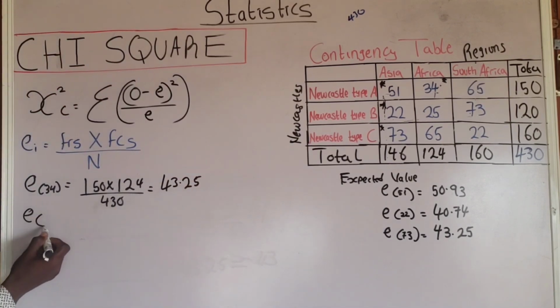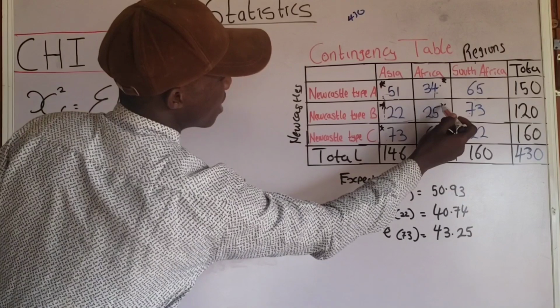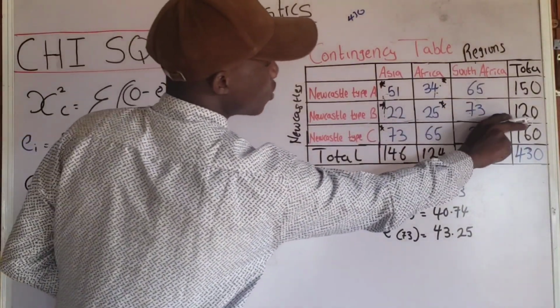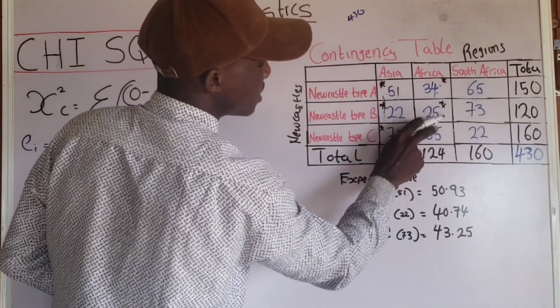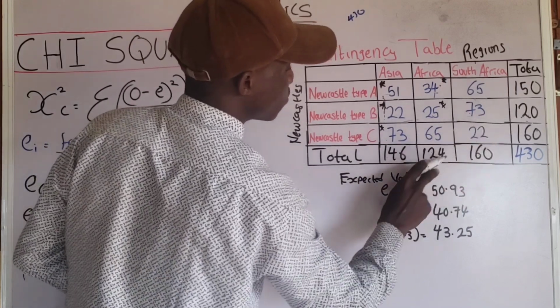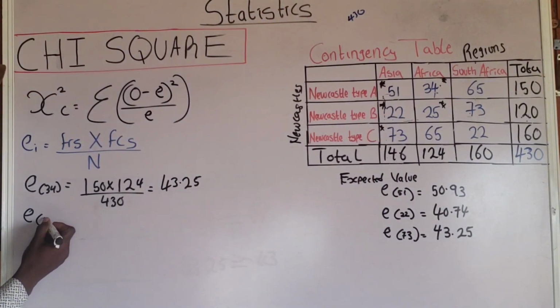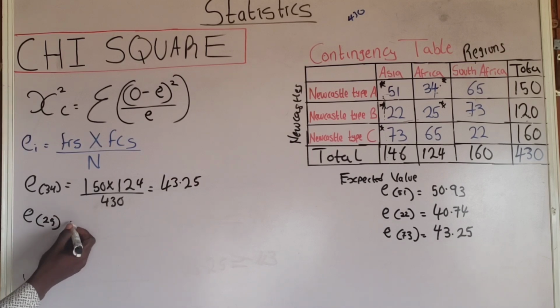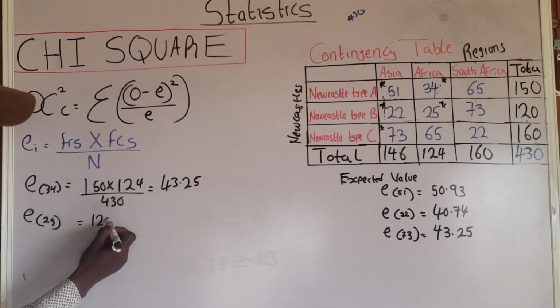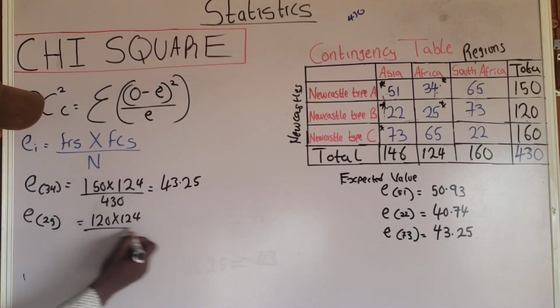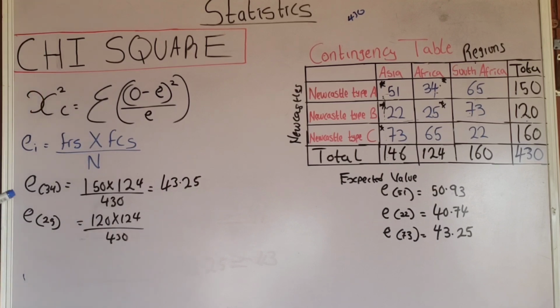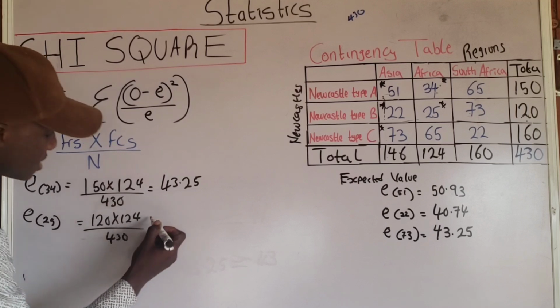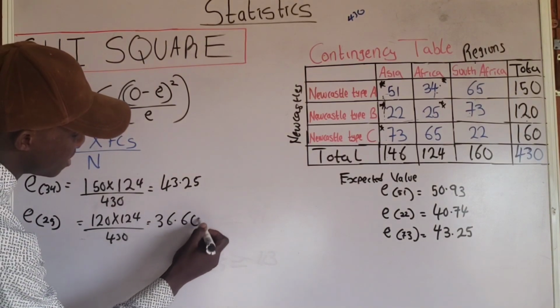Now the expected value for 25. Just trace 25 to the row total, that is 120. Trace it to the column total, that is 124. 120 times 124 all over 430. Okay, punch your calculator. 120 times 124, that is 36.60. You understand? Okay.